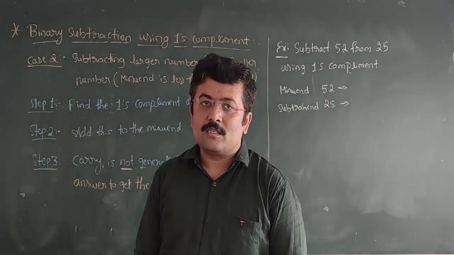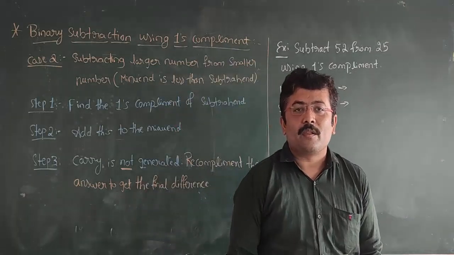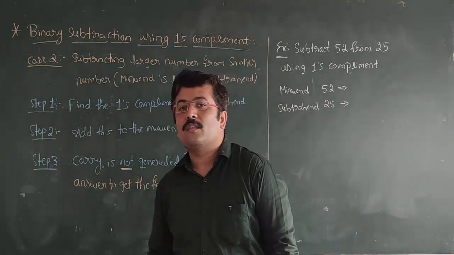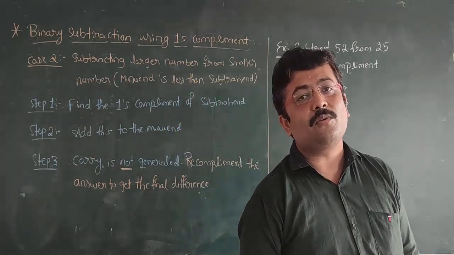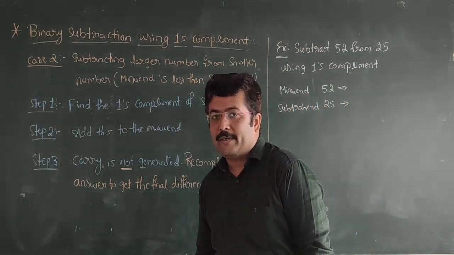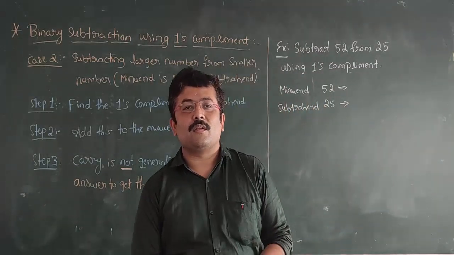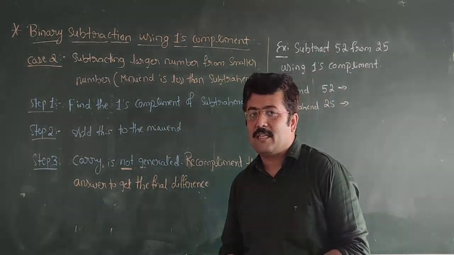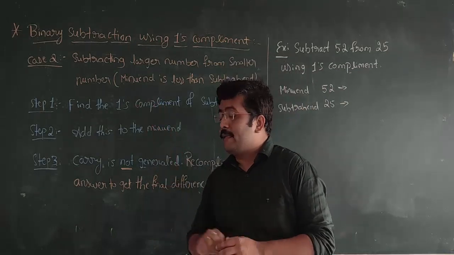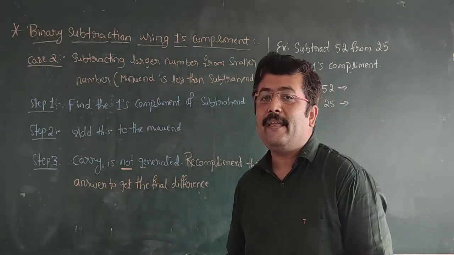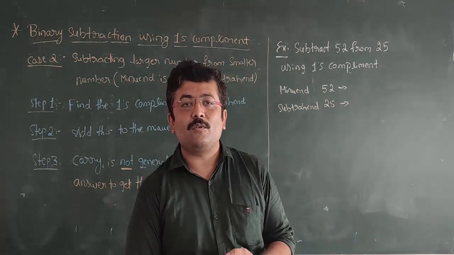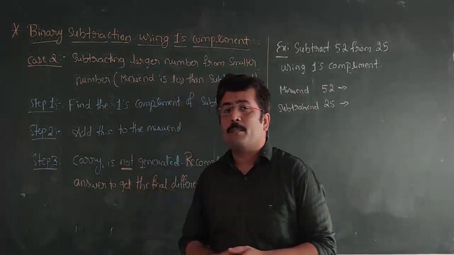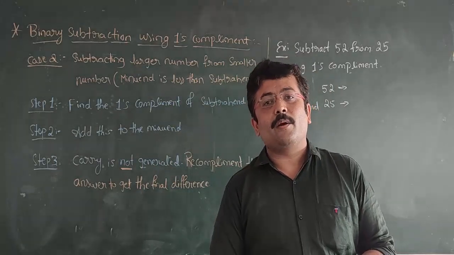In that case, the first step is to find the ones complement of the subtrahend. The subtrahend means the second value, which is the minus value, and that will be complemented. Ones complement means replacing 0 by 1 and replacing 1 by 0. Step 2 is adding the ones complement value to the minuend.